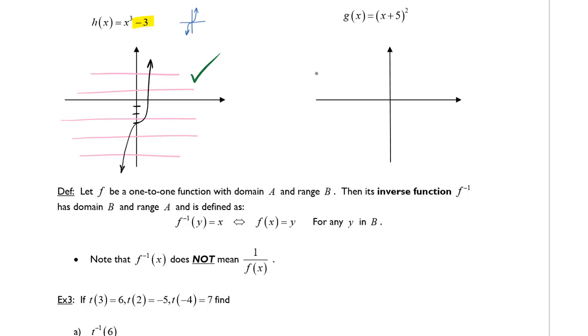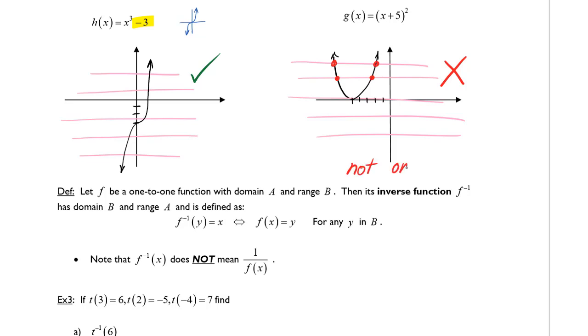If we look at x plus 5 raised to the second power, we know that this is a parabola shifted to the left 5 units. That's the general shape. If I check it with the horizontal line test, I can see that there are several different points where we touch the curve in more than one place. Therefore, this function, even though it is a function, is not a one-to-one function.